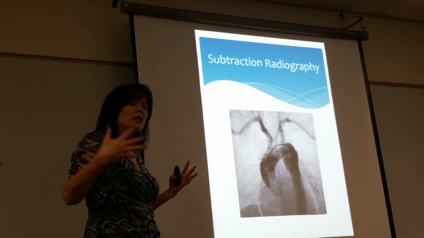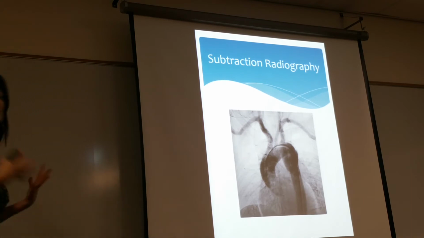So what subtraction angiography does is subtract the bone out, all the common anatomy out, so you're left with just the vessels. We usually say DSA, digital subtraction angiography. I don't know if you've seen any of that in your department, but when you get to rotate through there you'll be able to see some of this. It's pretty exciting and pretty neat.